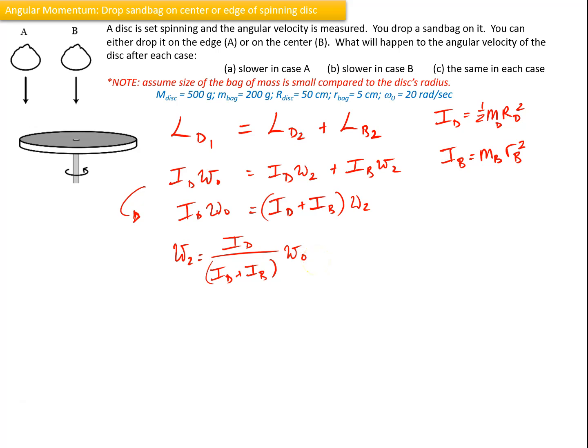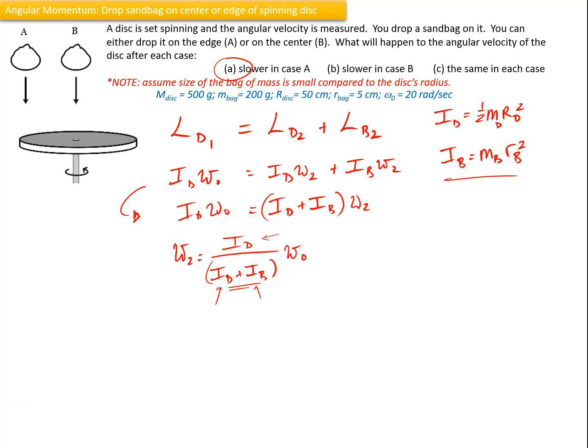And now we can actually look at this and see the answer to our question. Since for both cases, the top of this is the same, the only thing that's different is the moment of inertia of the bag when we drop it in case A versus case B. But since we're assuming it's a point object right now, the moment of inertia of the bag is the mass of the bag times the radius that it's dropped at. Well, in case A, the radius is much, much bigger. It's farther away from that center point than it is in case B. So the bottom of this fraction is going to be much bigger. That means the angular velocity is going to be smaller in case A than case B. So it's going to end up rotating at a slower rate in case A than it is in case B.